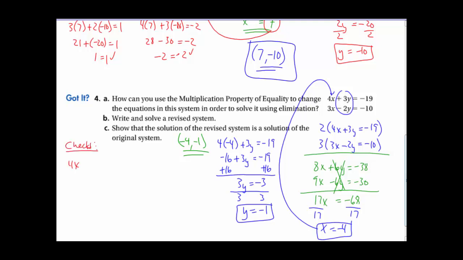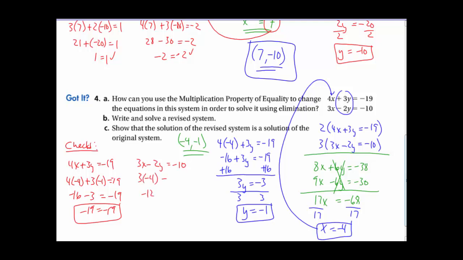I'm going to take the 4x plus 3y equals negative 19. We're going to plug in negative 4, negative 1. We get negative 16 minus 3 should be equal to negative 19. That is correct. If we take the other equation, 3x minus 2y is equal to negative 10. 3 times negative 4 is negative 12. Minus 2 times negative 1 is positive 2. That should all be equal to negative 10. So negative 12, yes, we get negative 10. That is multiplying both equations and using elimination.